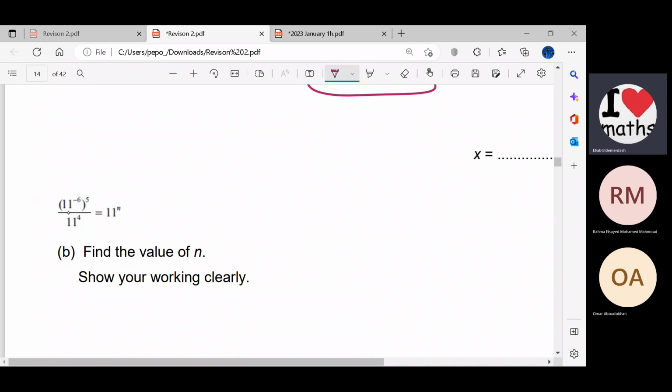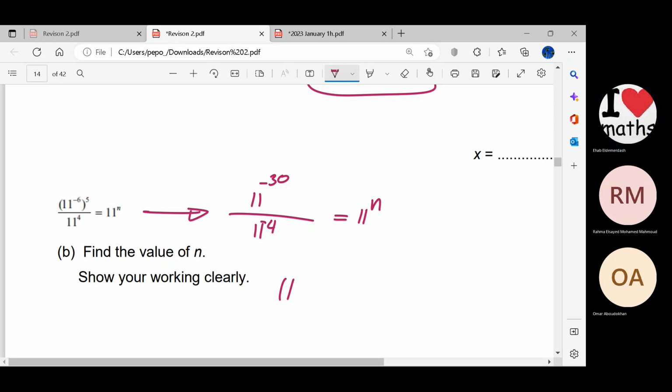In this question I have inner and outer power. What should I do? Multiply. So what comes out here is 11 to the power of negative 30, after that 11 to the power of 4 equals 11 to the power of n. What should I do? I will go through 11, negative 30 minus 4, which gives negative 34. Negative and minus will be negative 34, I'm sorry. Here, 11 to the power of 4.